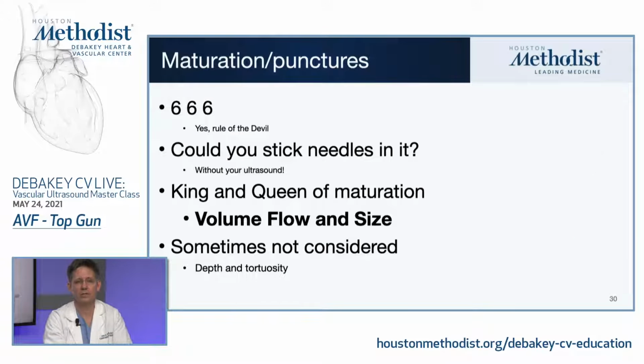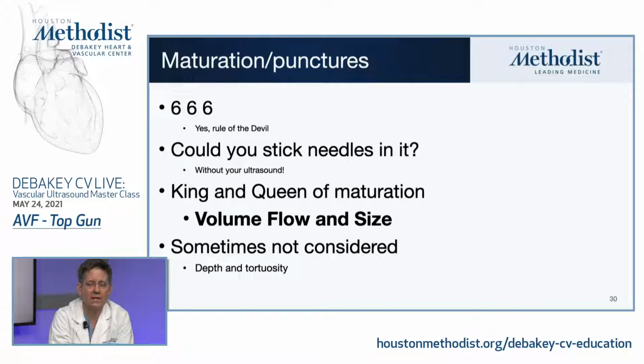So maturation, so the rule of the double 6s, 666. It needs to be 6 millimeters in size, it needs to be flowing at 600 cc's per minute to basically have adequate flow for dialysis, and it needs to be less than 6 millimeters from the skin. That's really important. Ultimately, then it comes down to us clinically, could we stick needles in this without ultrasound? Although some parts of the world use ultrasound routinely, that is not the case in the US.